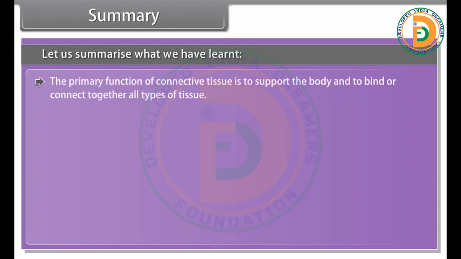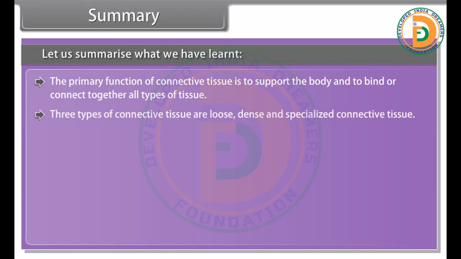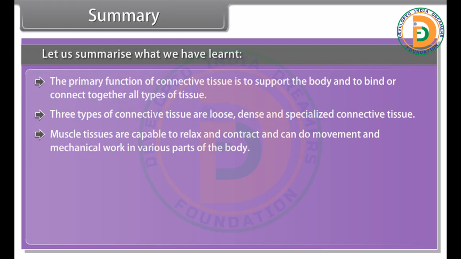The primary function of connective tissue is to support the body and to bind or connect together all types of tissue. Three types of connective tissue are loose, dense, and specialized connective tissue. Muscle tissues are capable of relaxing and contracting and can do movement and mechanical work in various parts of the body.